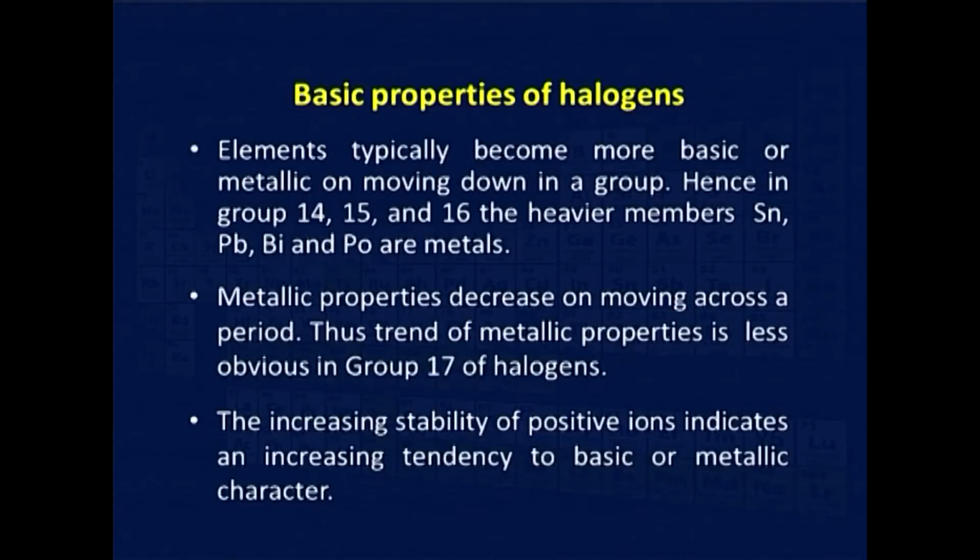Now, come to the topic, basic properties of the halogens. The elements typically become more basic or metallic on moving down a group. Hence, in groups 14, 15 and 16, the heavier members like tin, lead, bismuth and polonium are metallic in nature. The metallic properties decrease on moving across a period. Thus, the trend of metallic properties is less obvious in group 17, the halogens.